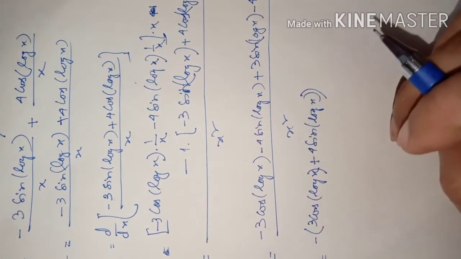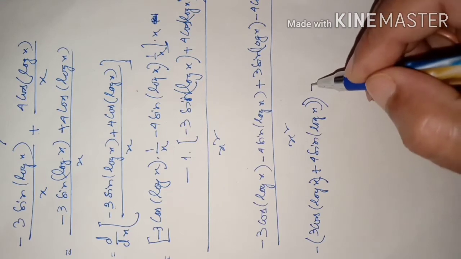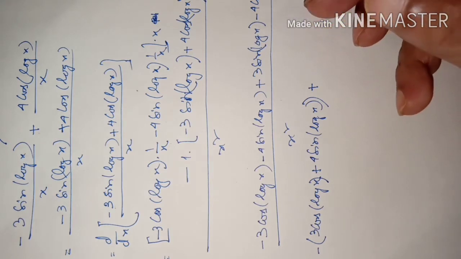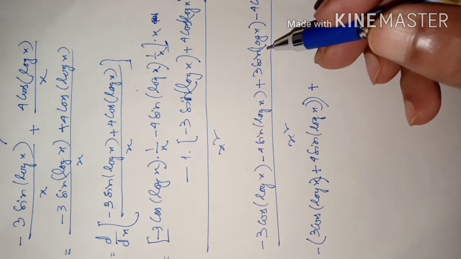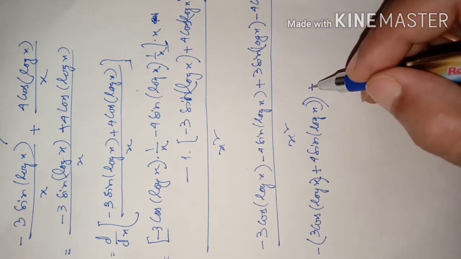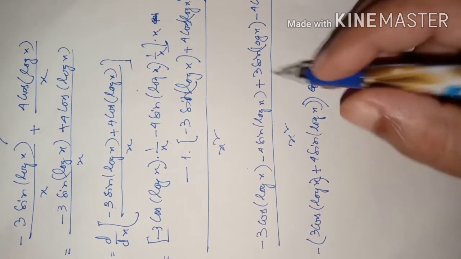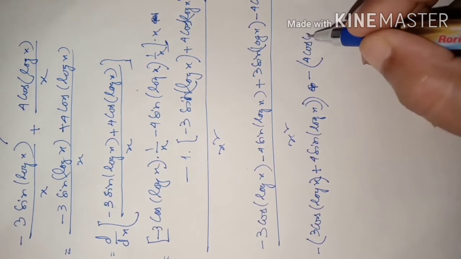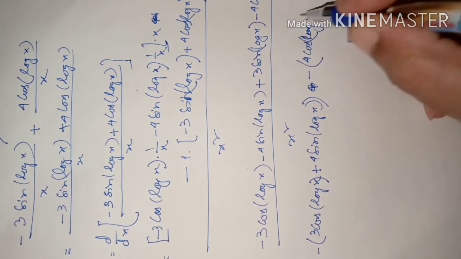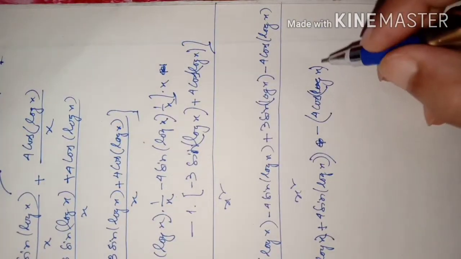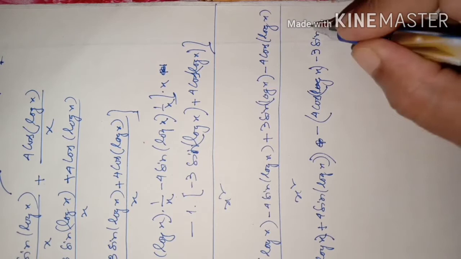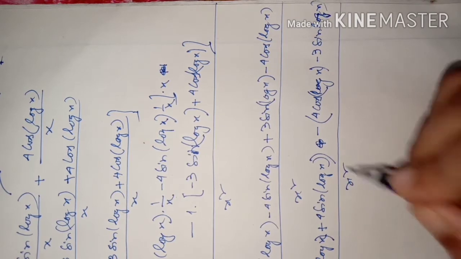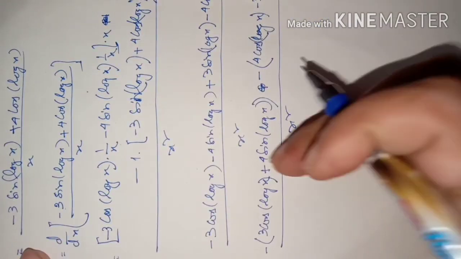Then plus 3 sin log x minus 4 cos log x. If we take this minus as a common factor, then it will be like this: 4 cos log x minus 3 sin log x, divided by x square. So as you know, this part will represent y.